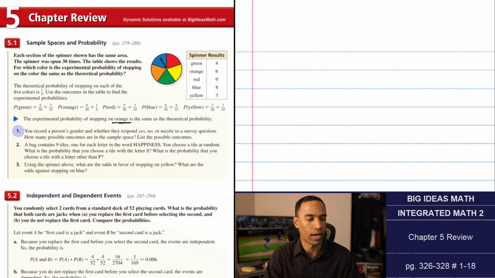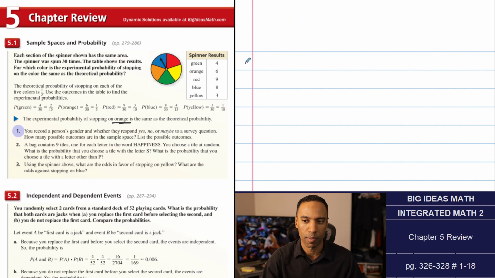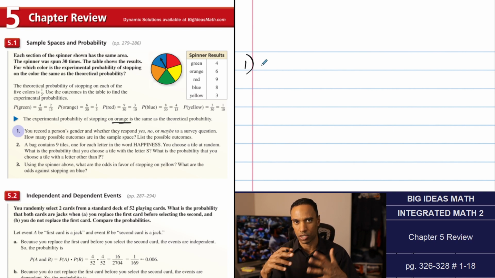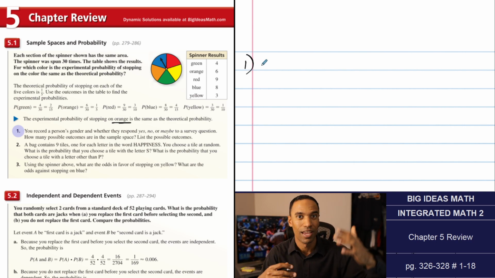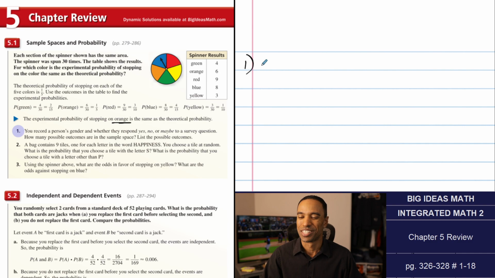We look at question number 1, and you record a person's gender and whether they responded yes, no, or maybe to a survey question. How many possible outcomes are in the sample space? List the outcomes. So this doesn't have to do with theoretical or experimental probability. What tends to happen in these section things is they give an example of something. They try and cover the umbrella of it, I guess. Not always. And then you get some different questions. Sometimes they don't have to do with the example, but at least you got more coverage.